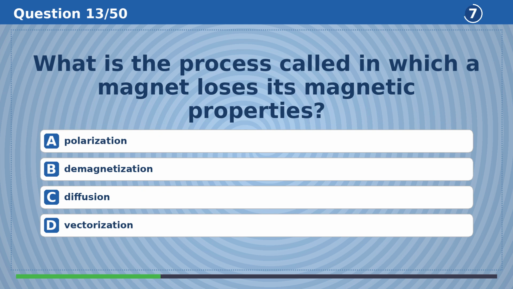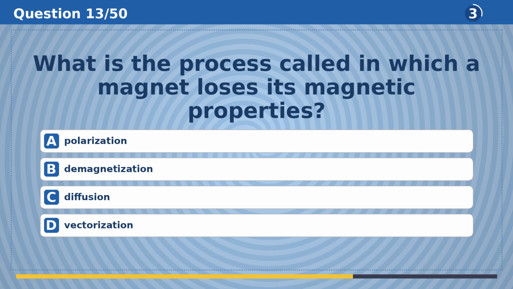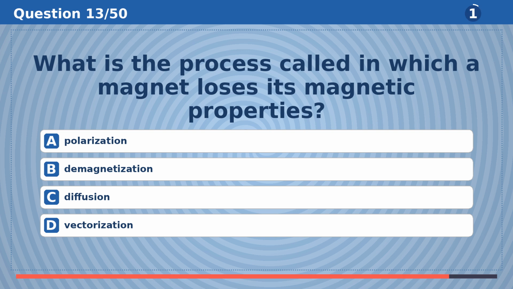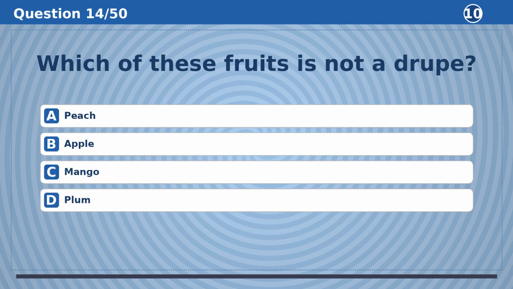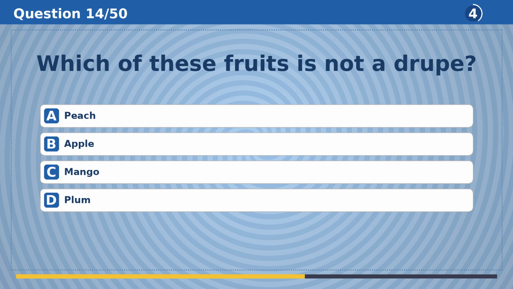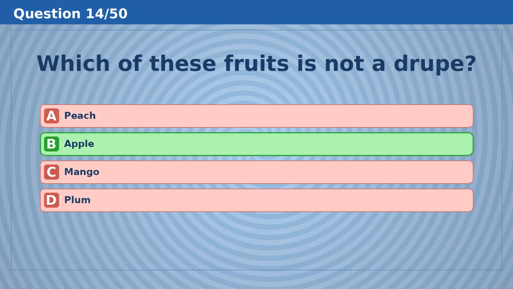What is the process called in which a magnet loses its magnetic properties? The answer is B. Demagnetization. Which of these fruits is not a drupe? The answer is B. Apple.